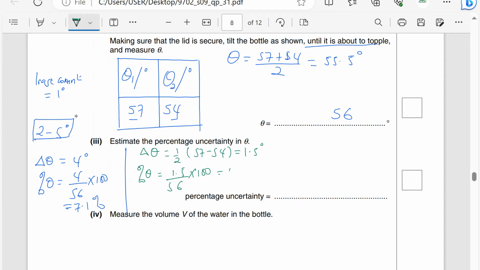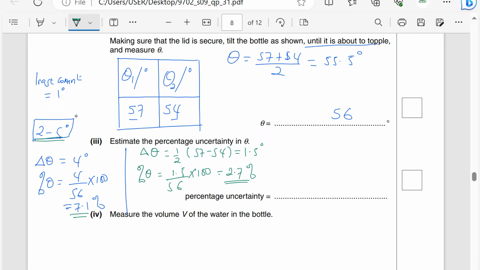When I press my calculator, 1.5 divided by 56 times 100, I get approximately 2.7%. Now some student will ask, but teacher, the answers are not the same. They're not supposed to be the same because the methods are totally different. In the first case we estimated that it could be approximately 4 degrees. In the second case, we are using a method of half of the range. So the examiner will not mark the answer. The examiner is interested in the method.